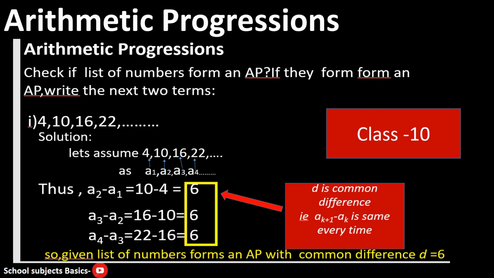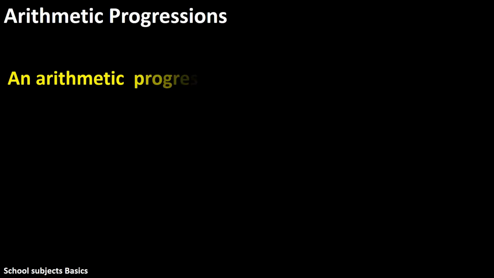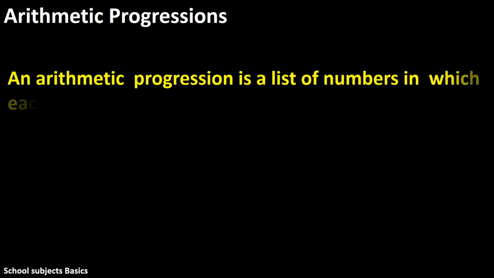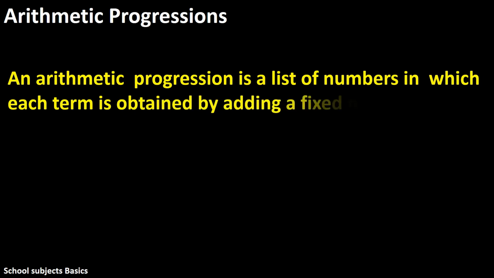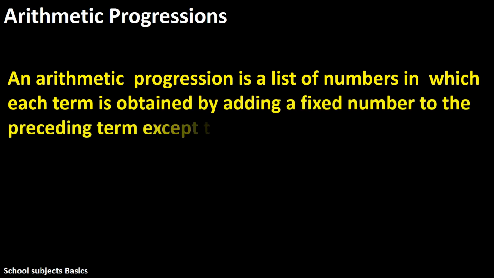Hello students, in this video we can learn about arithmetic progression, how to check whether a list of numbers forms an AP or not. First, before going into the topic, we must understand what arithmetic progression is. In a given list of numbers, each term is obtained by adding a fixed number to the preceding term, except the first term, and this is known as arithmetic progression.